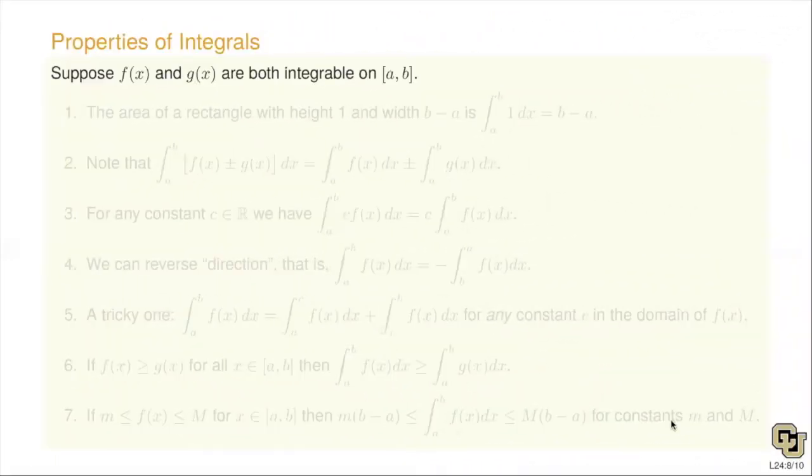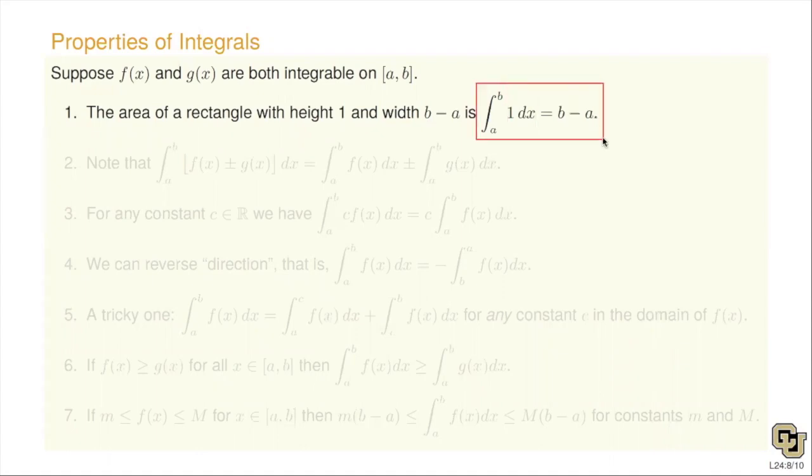So these are properties of definite integrals. We've been studying the definite integral as a limit, and now these are some basic properties of the definite integral. The first property here is that the definite integral of 1 from a to b dx equals b minus a. But the way I phrased this, I say the area of a rectangle with height 1 and width b minus a is equal to, and then I have this definite integral equals b minus a.